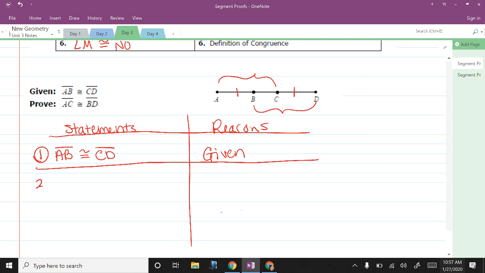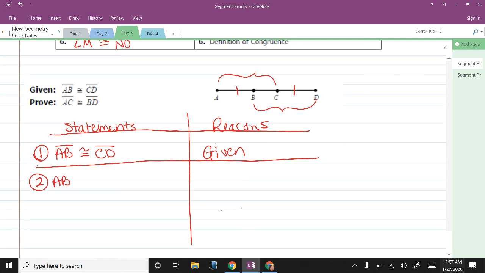So my step 2, I'm going to say AB plus BC equals AC. And that's segment addition postulate. I cannot spell postulate today.